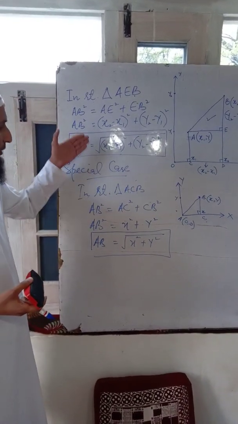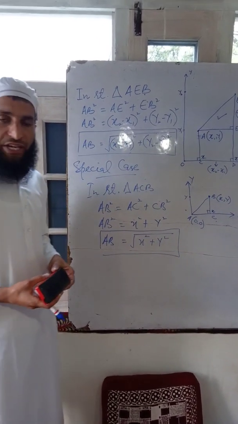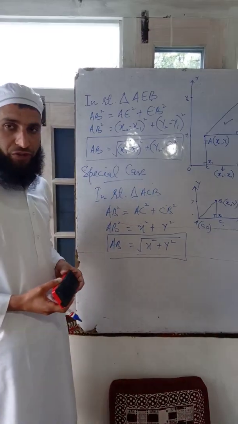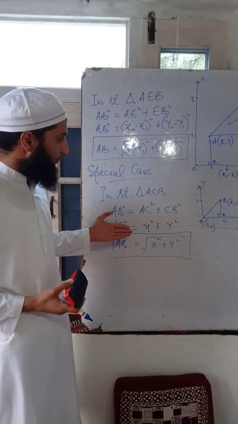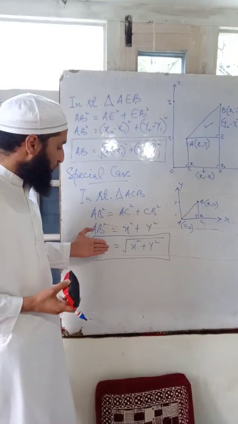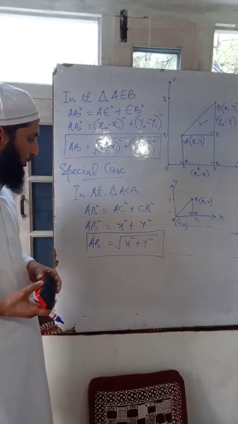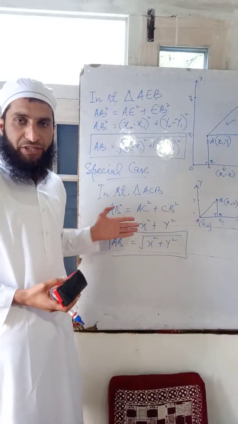So with the help of these two formulae, we can find the distance between any two given points if the coordinates are given. But if one of the points lies at origin, then we will apply this formula. Hope that you have got this.